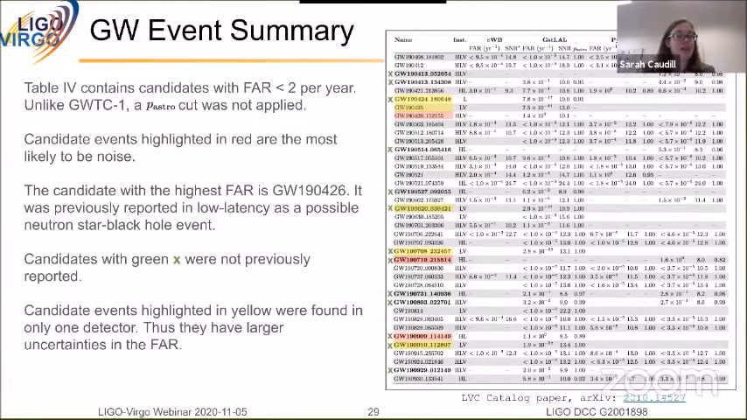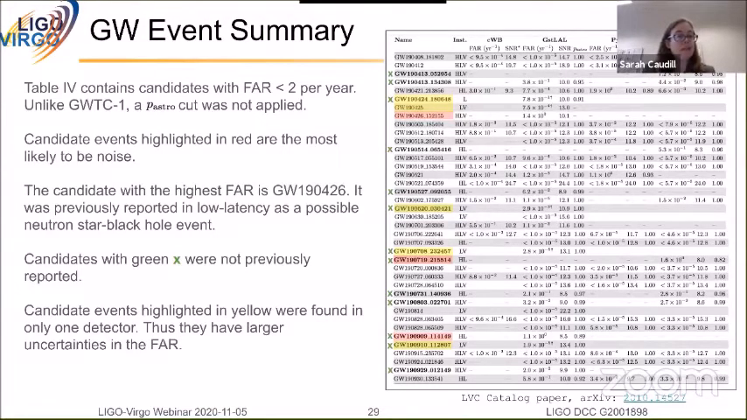Candidates highlighted in red are the most likely to be noise, although as I said, we expect fewer than about 3 candidates in this list to actually be noise. The candidate with the highest false alarm rate is 190426, which was previously reported in low latency as a possible neutron star black hole event. But because of the high false alarm rate, we should treat this candidate cautiously.